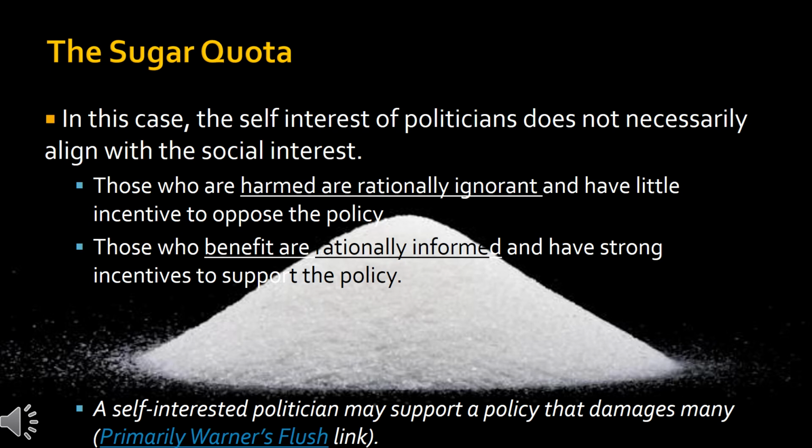But those who get the benefit from the sugar quota, those sugar producers, they're rationally informed, and they have a strong incentive to support this policy. So a self-interested politician, just trying to get reelected, is very likely to support this policy, even though it damages many people. That's because the people it actually hurts aren't the ones that are informed, they're uninformed.